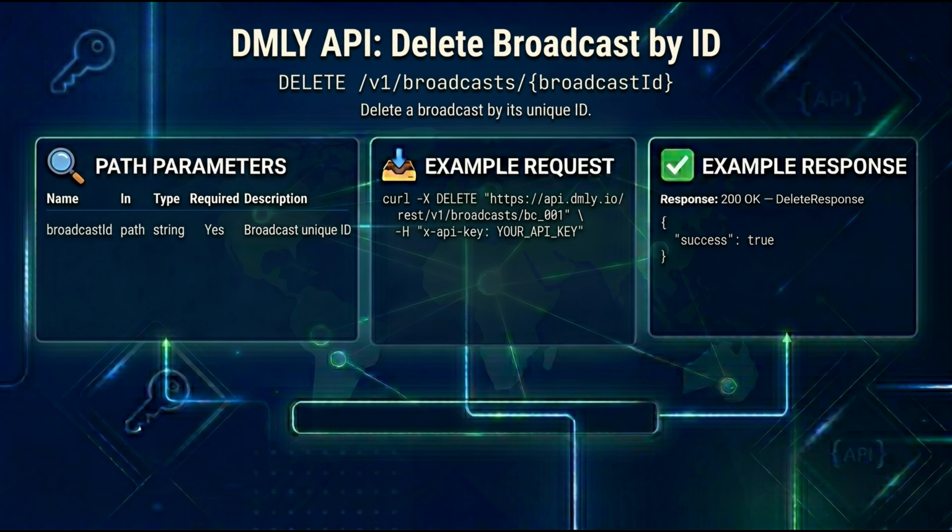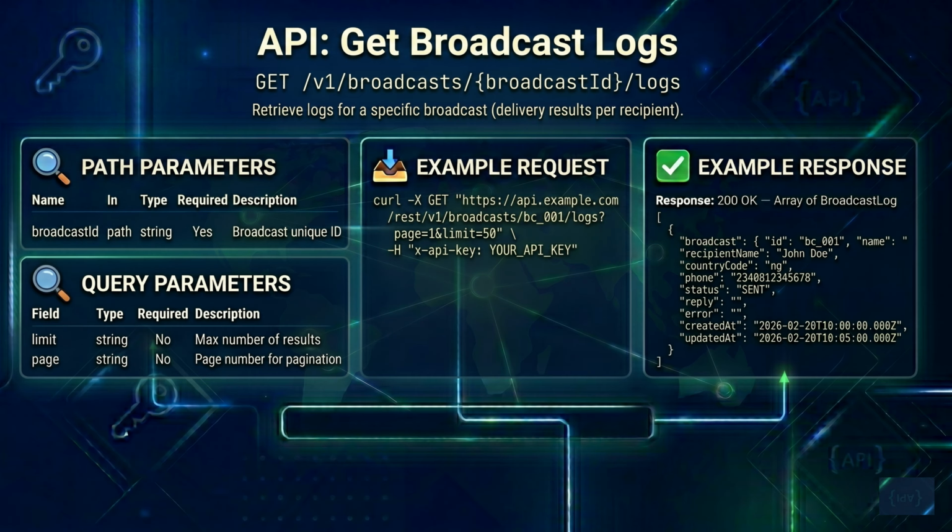Delete a broadcast. When a campaign is no longer needed, keeping your workspace clean is incredibly easy. To delete a campaign permanently, simply send a DELETE request to /v1/broadcasts/ followed by the broadcast ID parameter. Once processed, the system returns a brief 200 OK response with a JSON object confirming that success is true.